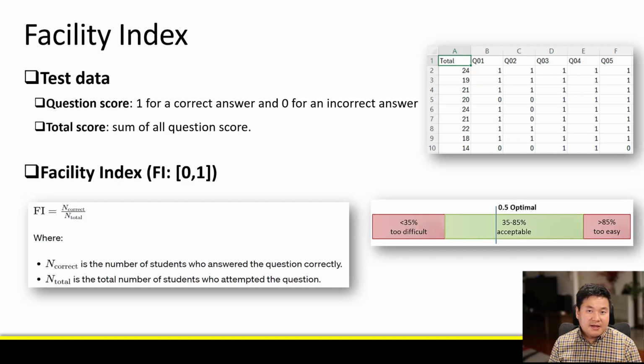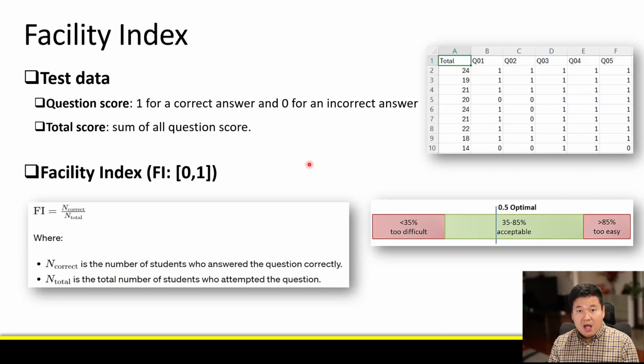So how do we calculate these metrics? Here's where it gets a bit technical, but bear with me. When you export your test data, you will see scores for every question. The first column is the total score of a student. For the facility index, it's straightforward. Calculated as the number of students who answered correctly divided by the total number of attempts.